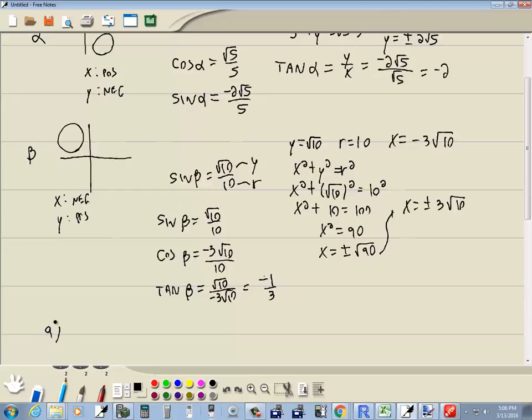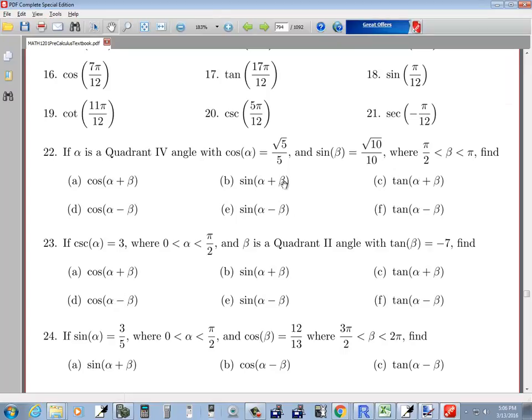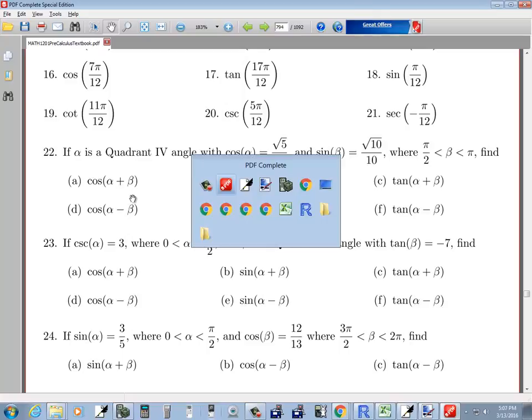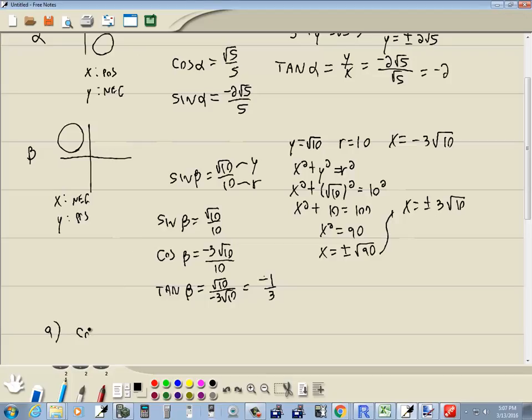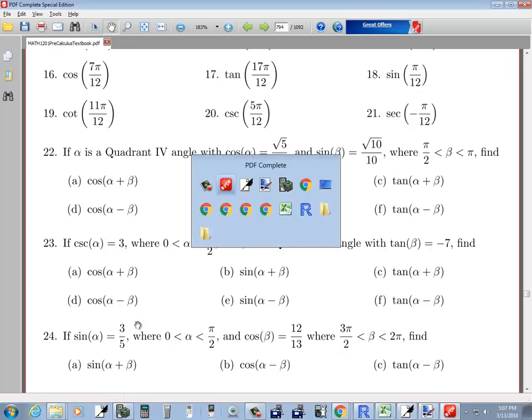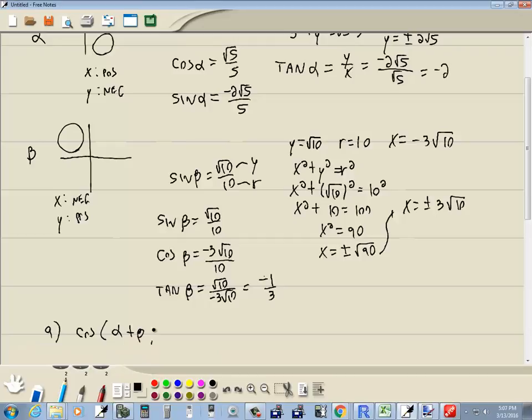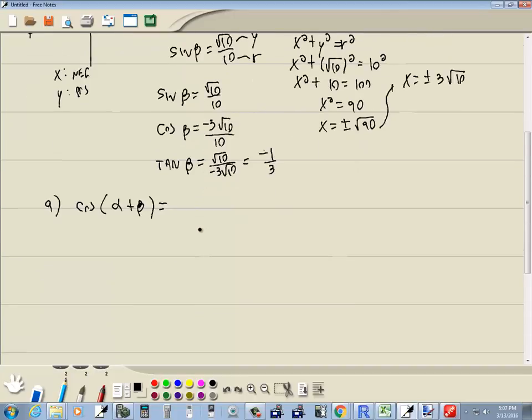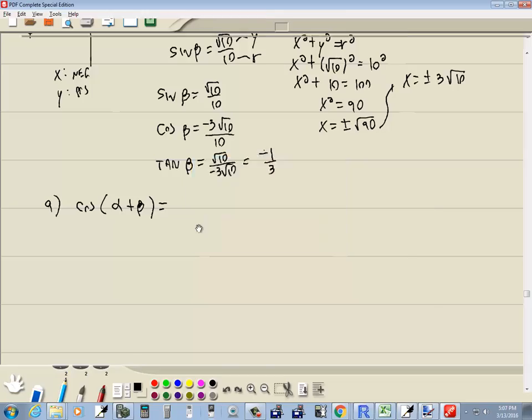Now I'm not going to go through all these. I'll do the first one. I think you get the idea. Cosine, yeah, we'll look at that one. I think that's the same as the one before. I may do a couple of these. Alpha plus beta. Which, if I look it up in my formula, alpha plus beta for cosine.